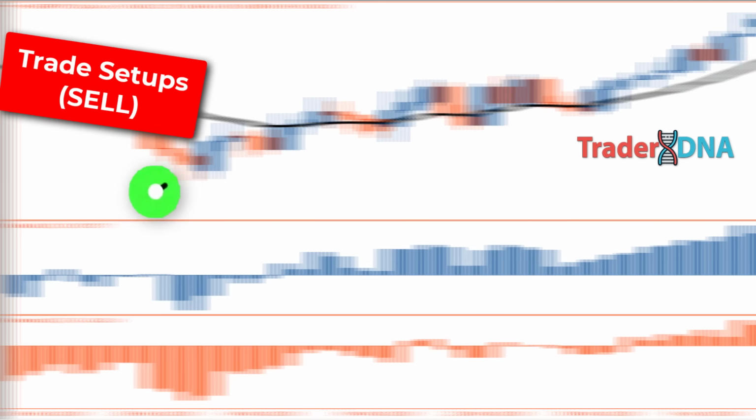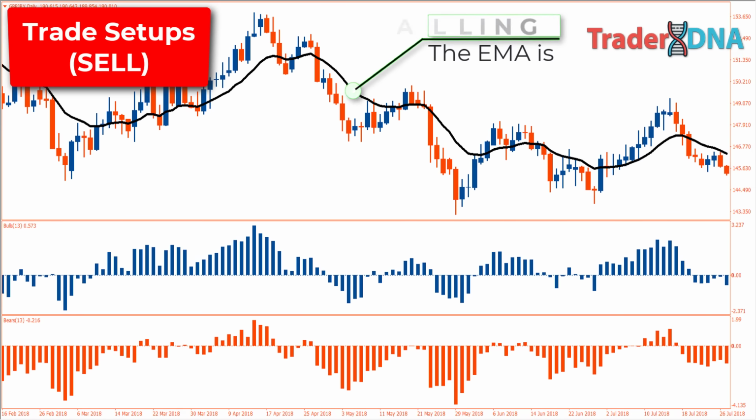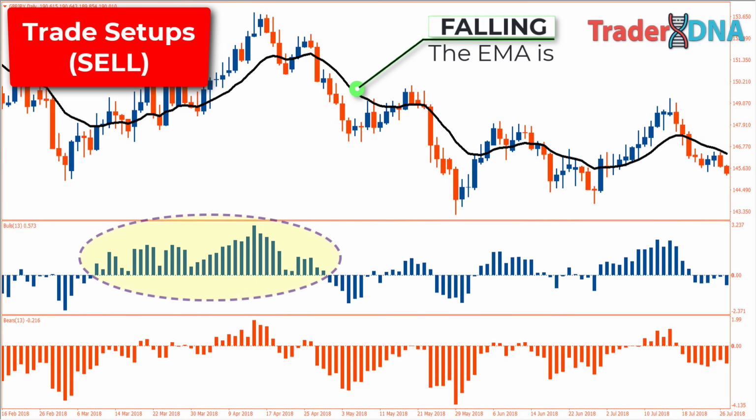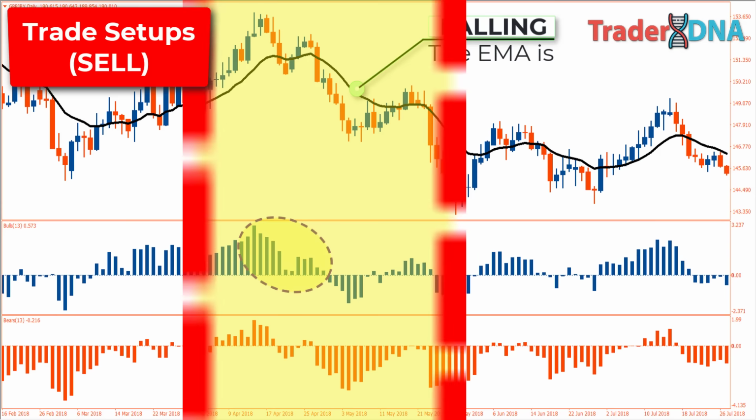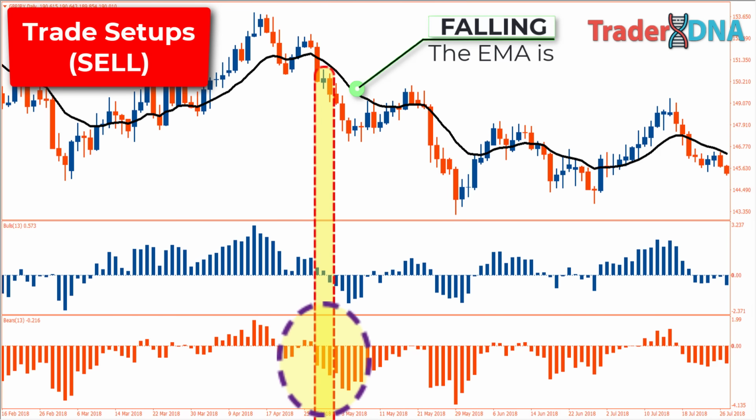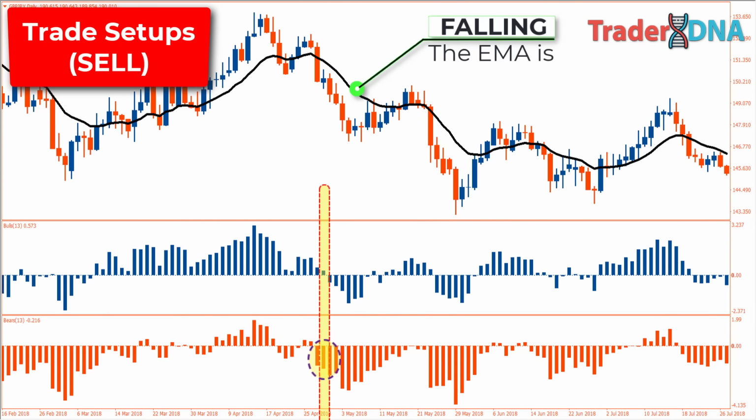Sell when? First, the EMA is falling. Second, bull's power is positive but moving towards zero. These optional criteria make for an even better setup. First, the most recent histogram low for bear's power is lower than the one preceding. Second, there is bearish divergence between the bull's power histogram and price.